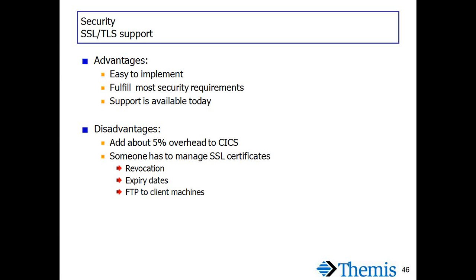Disadvantages: about 5% overhead in CICS. We have to manage certificates. That's the downside. But the data itself, the entire data package, be it HTTP, be it SOAP, is encrypted. So nobody can see it going across the network. You never want to give out what's called your private keys, only your public keys to the necessary people.